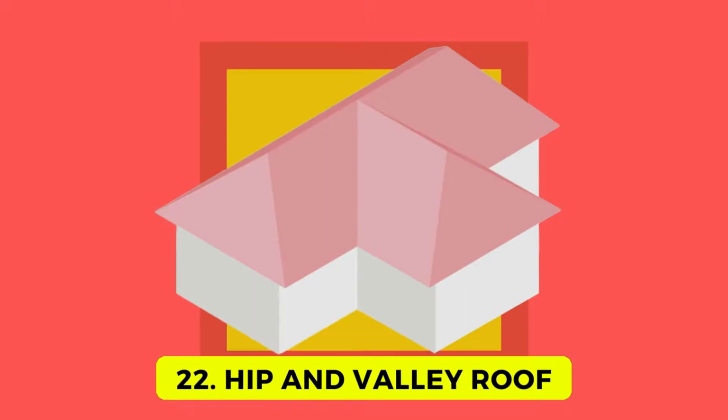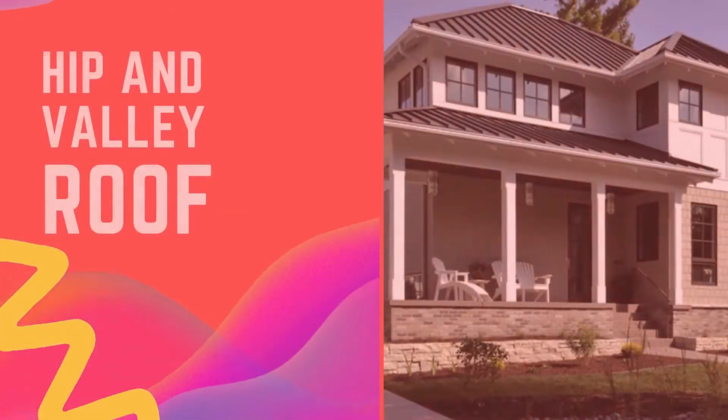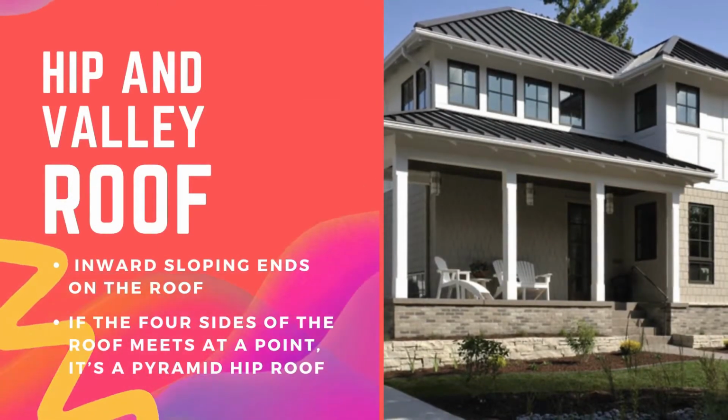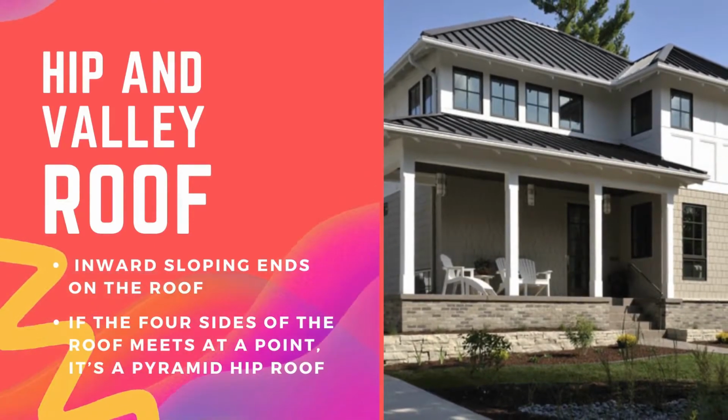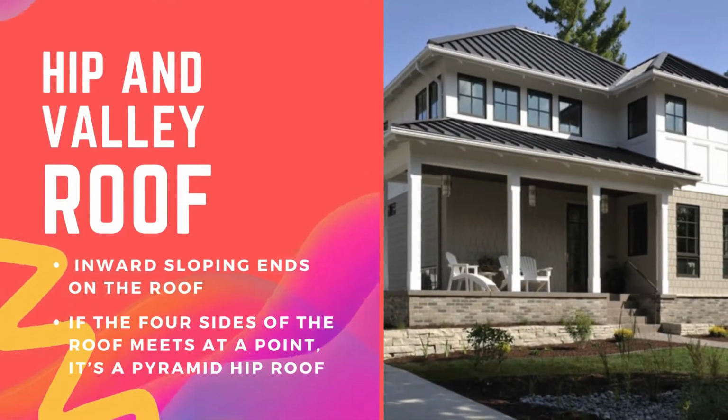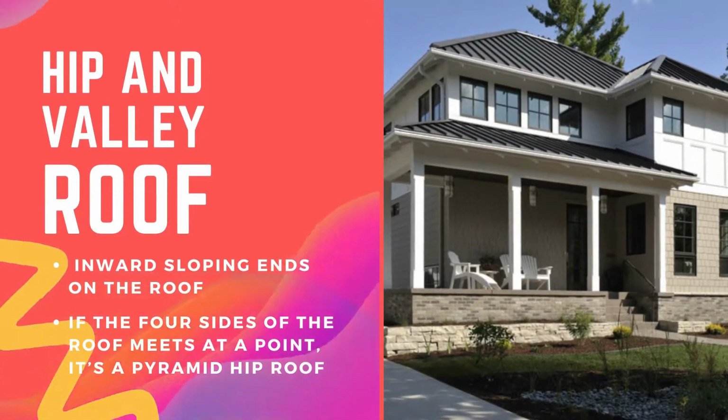22. Hip and valley roof. The hip and valley roof is similar to the gable and valley except the roof ends slope inward. You can combine gable and hip designs with a cross-footprint home as well.